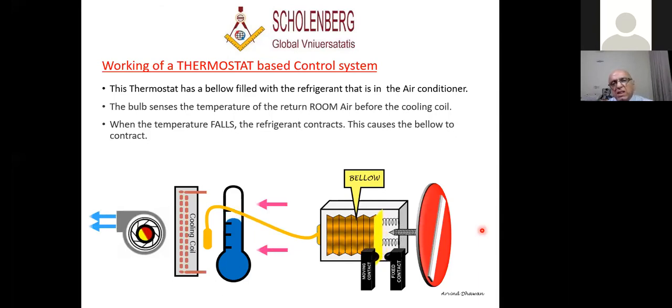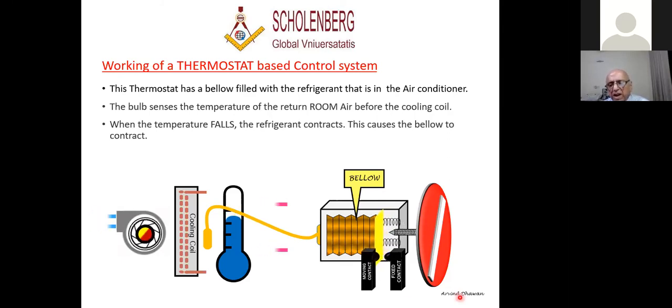When the temperature falls, the refrigerant contracts. This causes the bellow to contract. So when the temperature goes down, this gas inside contracts, volume reduces, because you all know pressure and volume are interrelated. Pressure increases, volume increases. Pressure reduces, volume reduces. So when the temperature goes down, volume goes down. When the volume goes down, this bellow contracts.